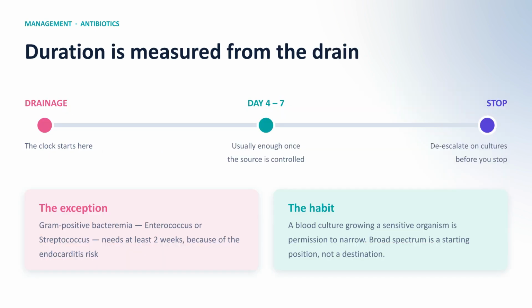How long do you treat? The Tokyo guidelines answer this in terms of source control. Once the duct is drained and the source is controlled, 4 to 7 days of antibiotics is usually enough. The clock starts at drainage, not at admission. That distinction matters when the drain happens on day 3. There is one important exception. If blood cultures grow a gram-positive coccus such as enterococcus or streptococcus, treat for at least 2 weeks because of the risk of endocarditis. And de-escalate. A blood culture growing a sensitive Escherichia coli is permission to narrow. Broad-spectrum therapy is a starting position, not a destination.